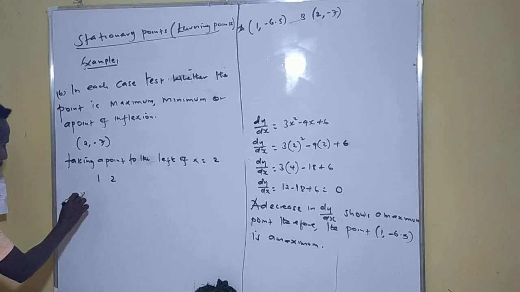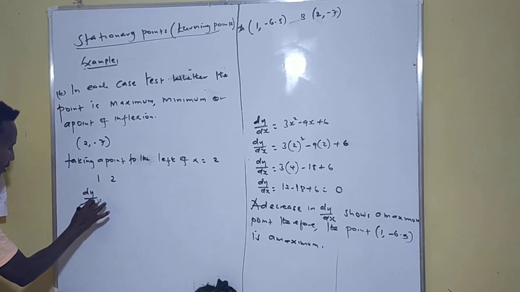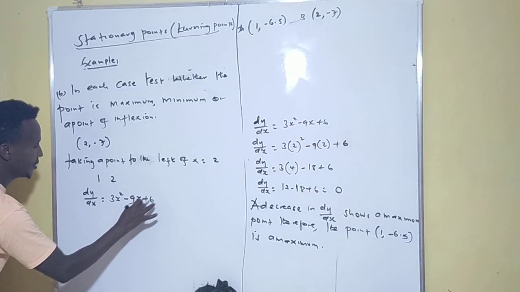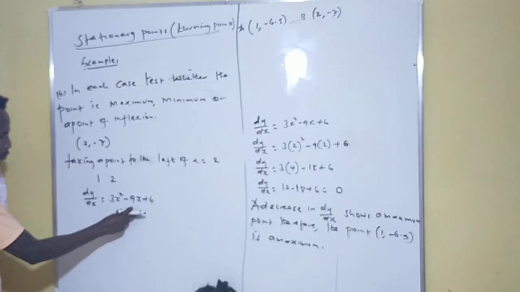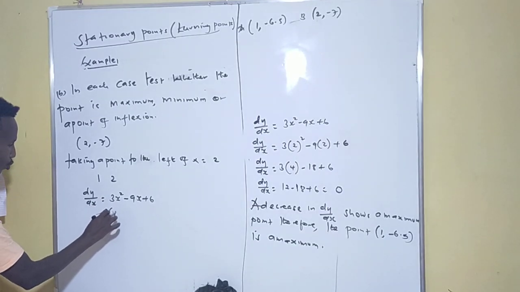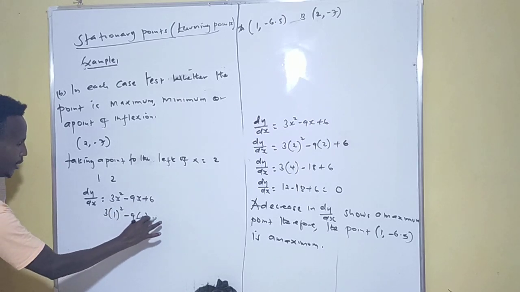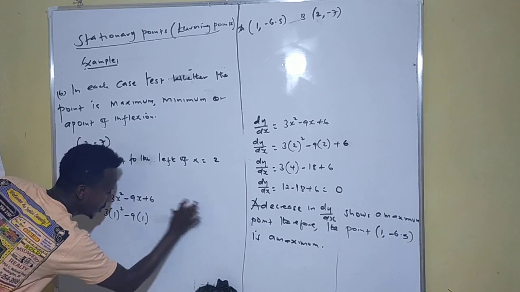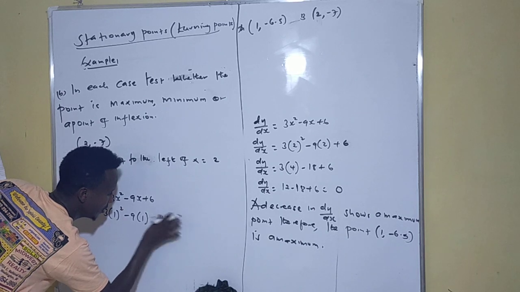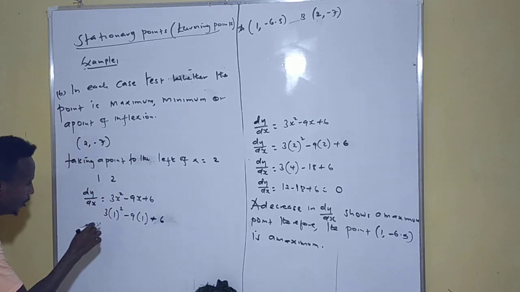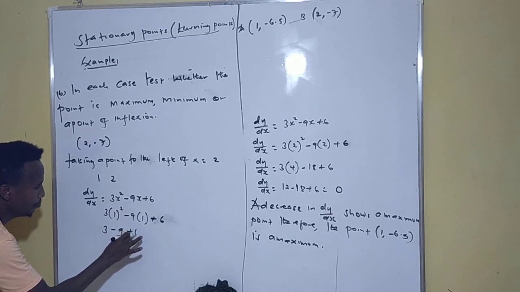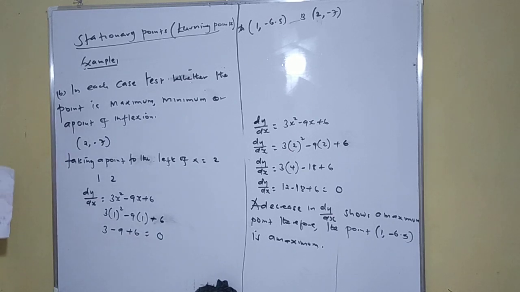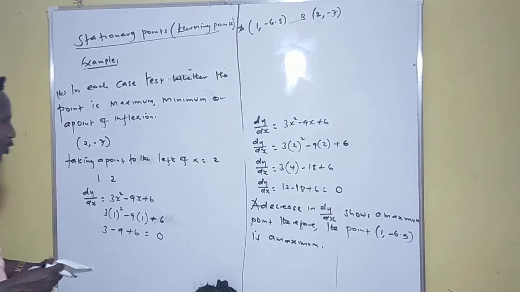1. So remember, dy over dx is equal to 3x squared minus 9x plus 6. Let me substitute this value into the gradient function. This will be 3 into 1 squared minus 9 into 1 plus 6. So this would be 3 minus 9 plus 6. That will give us 0. It has started with 0, but the initial one was starting with 6, don't forget that.